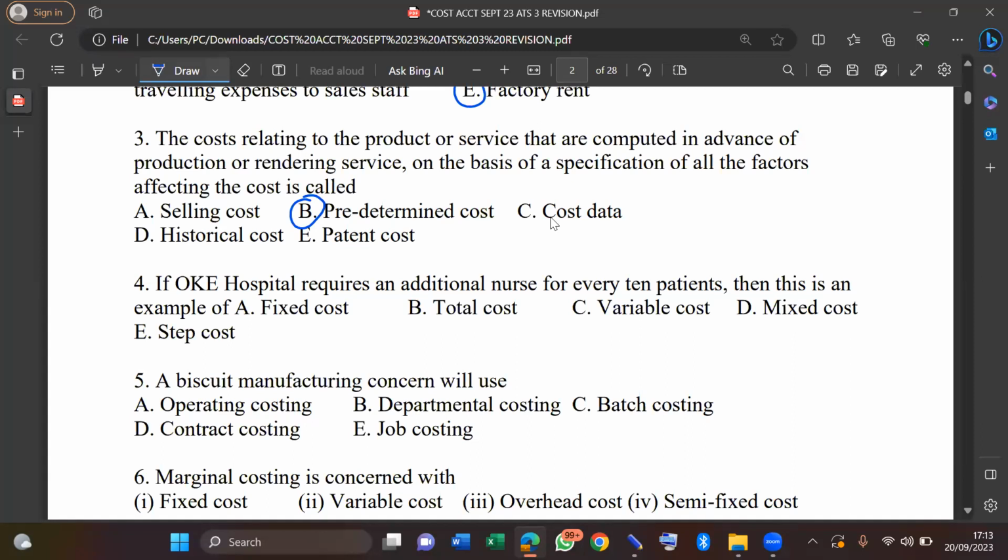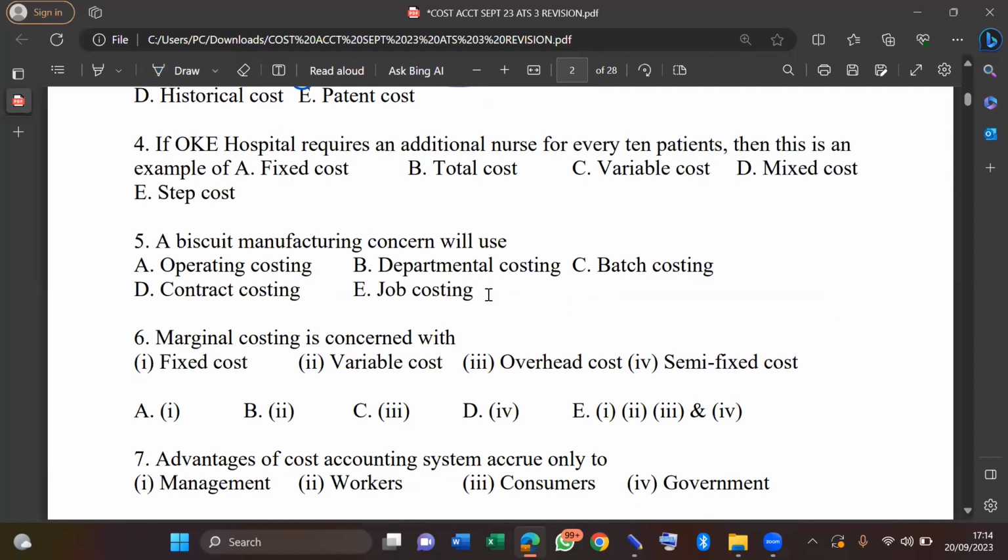Predetermined is a cost that we have proposed before the activity. Yes, in advance, before the activity. Thanks so much. Let's keep it up.